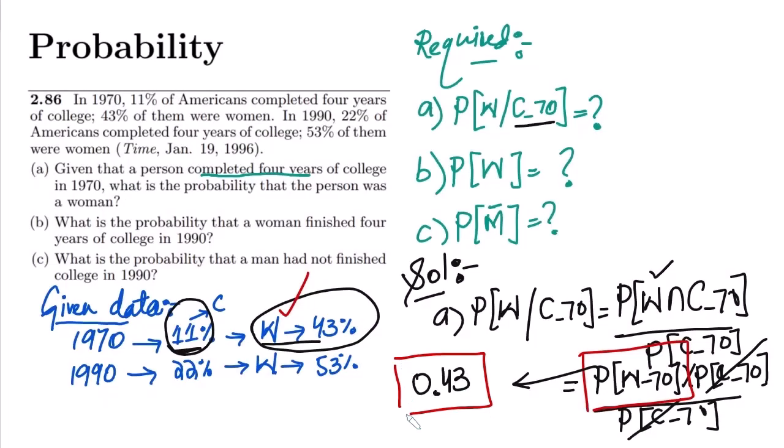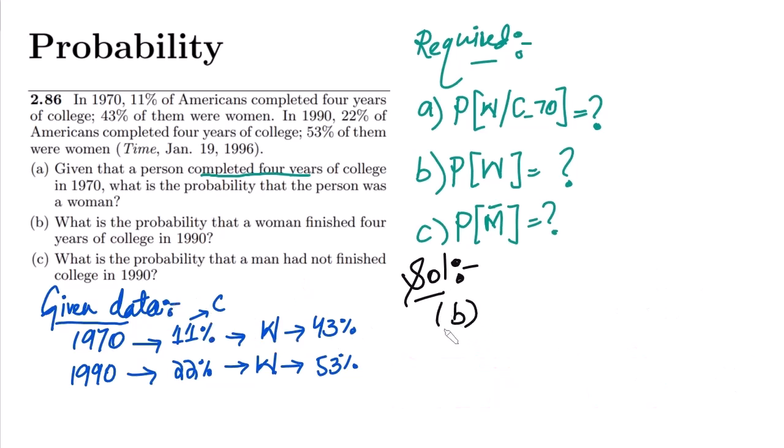This is the solution of part A, in which if a person has completed 4 years of college in 1970, the probability that the person is a woman is 0.43. Okay, so that is the solution of part A. In part B, what do we have to find out?